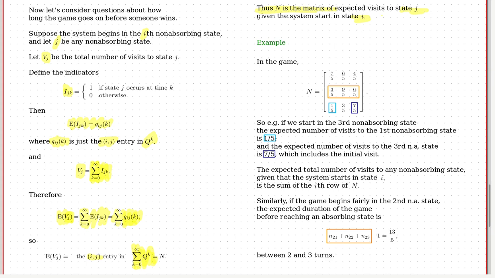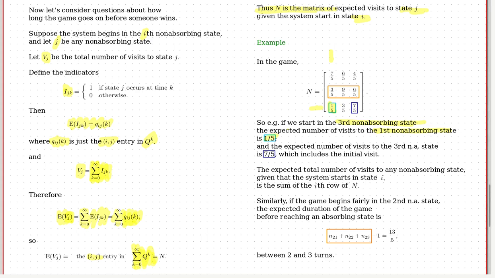Right? So it's a table that tells you the expected number of visits you're going to make to any particular non-absorbing state, given that you start in any particular non-absorbing state i. So as an example, suppose you start in the third non-absorbing state, and you ask, how many visits will we make to the first non-absorbing state? So we're starting in the third non-absorbing state, so we look in the third row, and we want to count the number of visits to the first non-absorbing state, so we look in the first column. So this would be the 3-1 entry in the fundamental matrix N, which is 1/5.